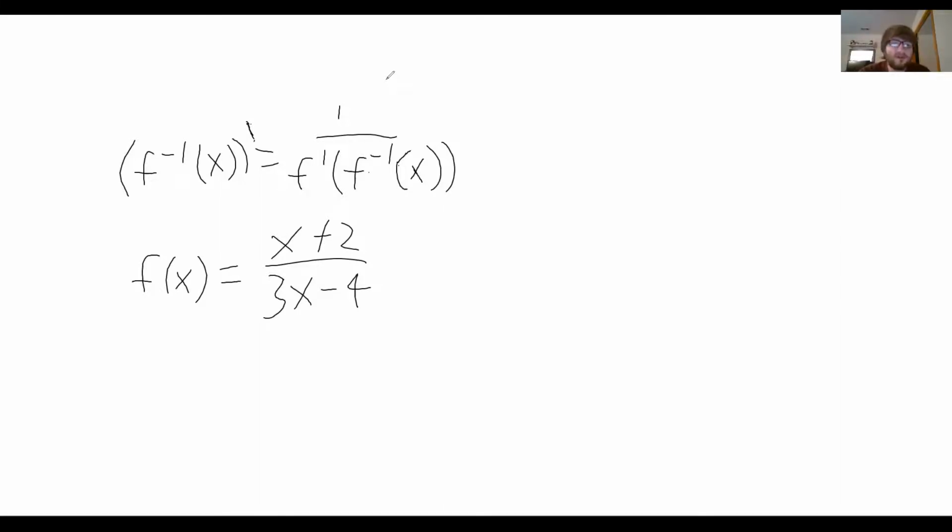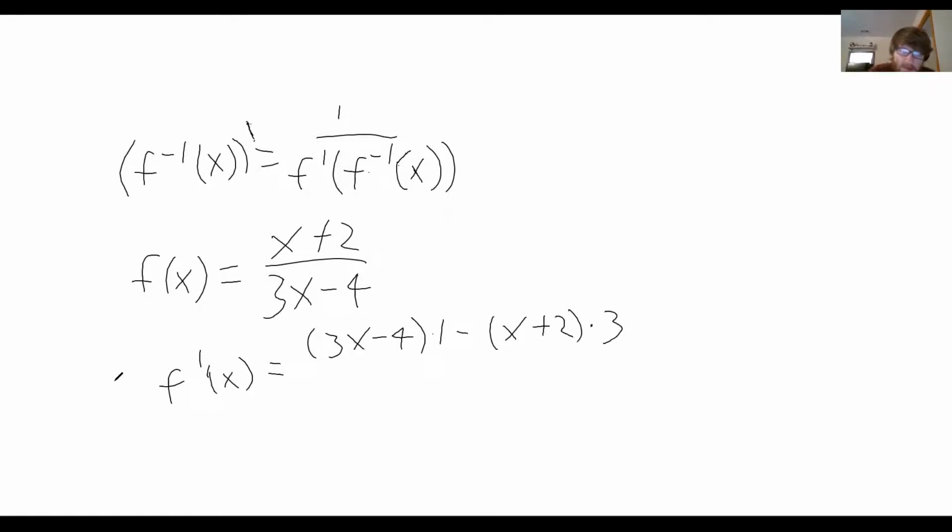Okay? So in this case, rather than taking the derivative of the inverse directly, we're going to take the derivative of the original function, and then we're just going to plug the inverse into it. So here's our original function, and we can just go ahead and do a quotient rule to find that derivative, much like before. So we have low d high. So this is 3x minus 4 times the derivative of the top, which is just 1, minus high d low, which is x plus 2, times the derivative of the bottom, which is just 3, over the bottom squared.